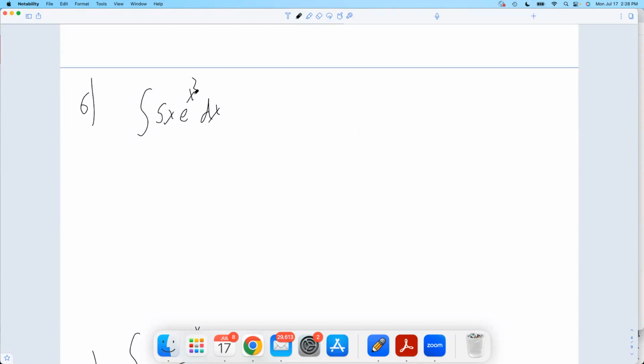I've got e to the x squared times some extra stuff here. So maybe you might try u equals maybe this. Let's try it, and it's not going to work. Then du would be the derivative of e to the anything, which is e to that same thing times the derivative of what's up top.